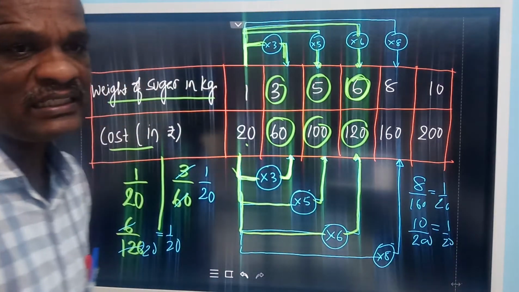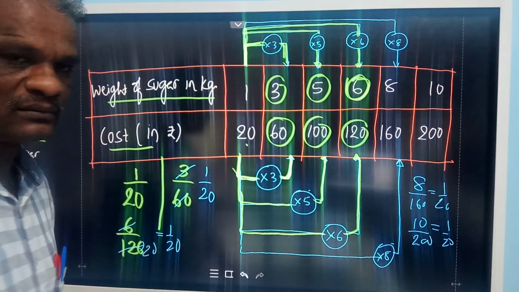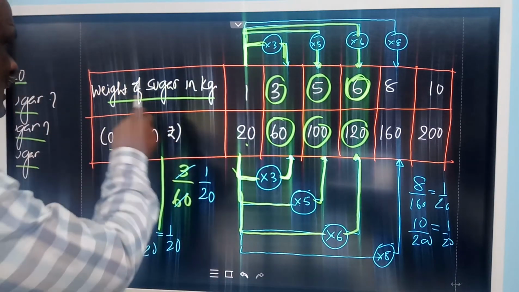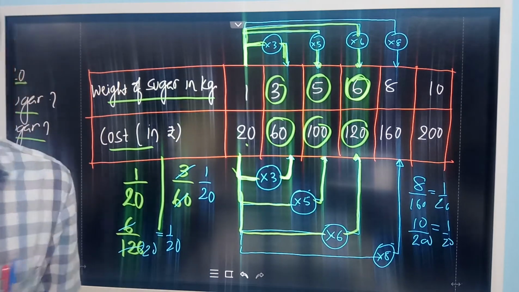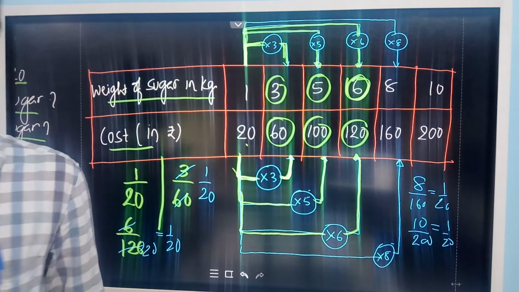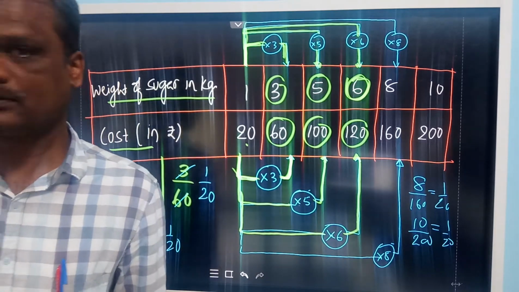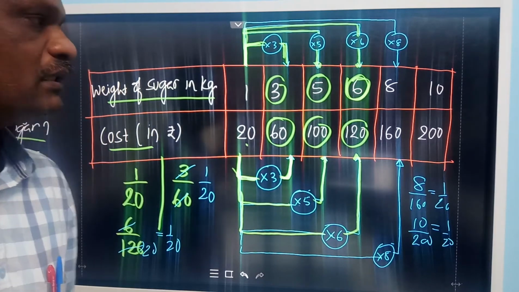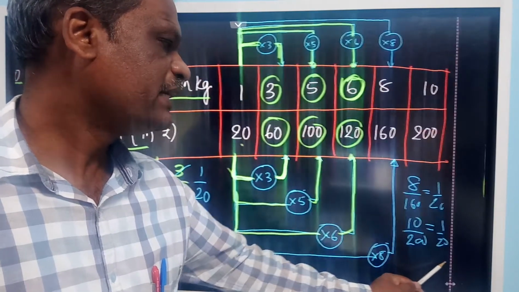So you are always getting a constant in a direct proportion. Divide the terms here, weight by cost. So you always get the same answer. Same answer. So here it is always increasing by a constant number.